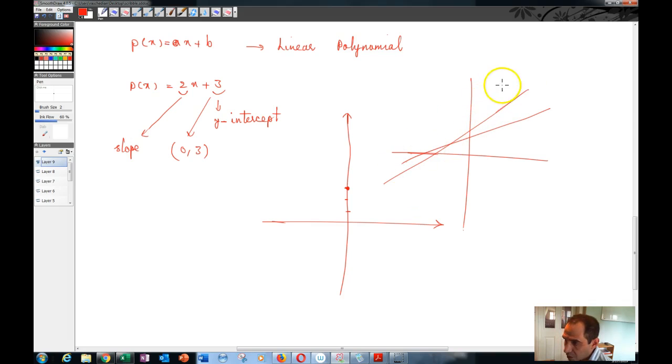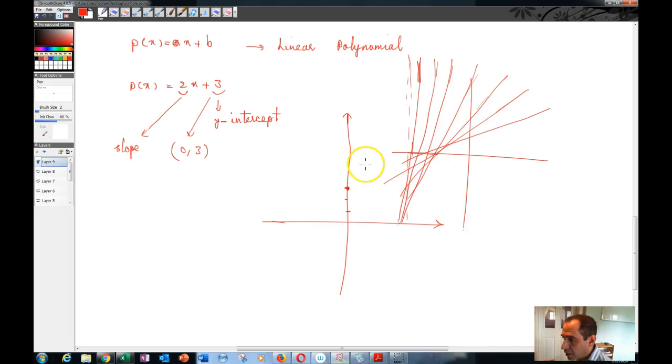The slope of this line is higher, the slope of this line is higher, the slope of this line is still higher, and this line is higher, and the slope of this line is undefined if it's a completely vertical line. And then if it's a completely horizontal line, the slope of that line is 0. Okay, so that's about the slope of lines.